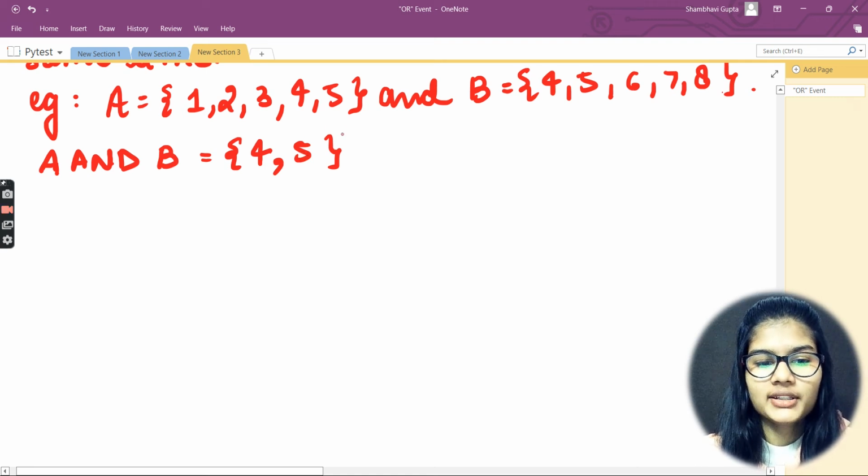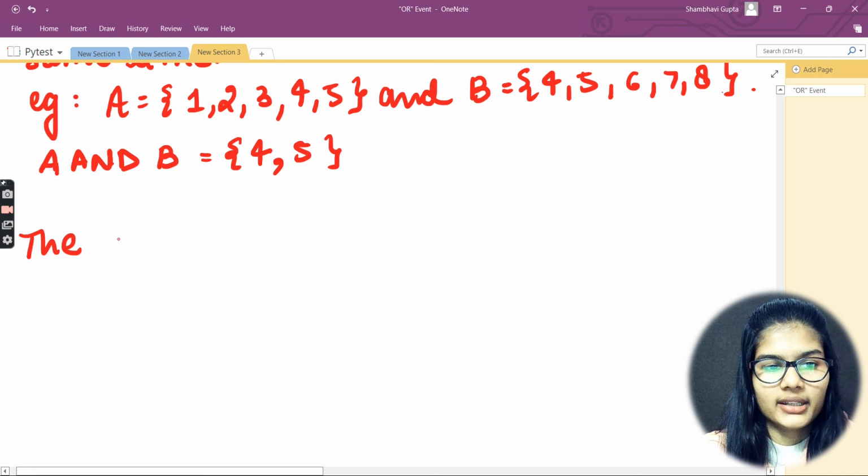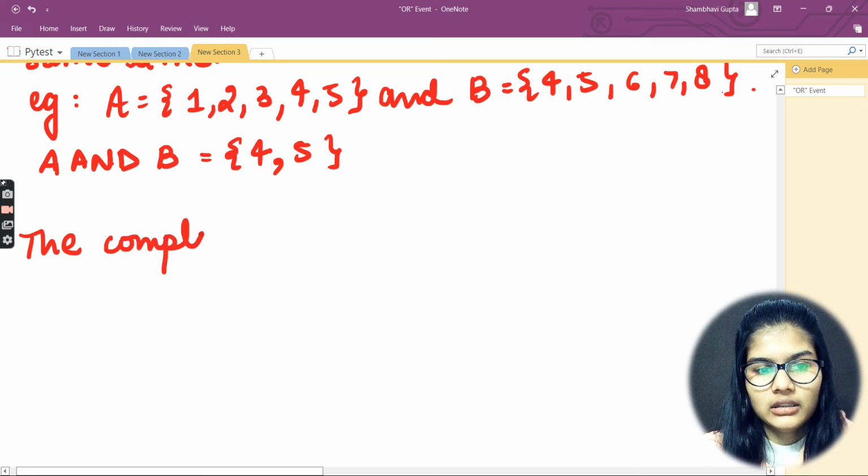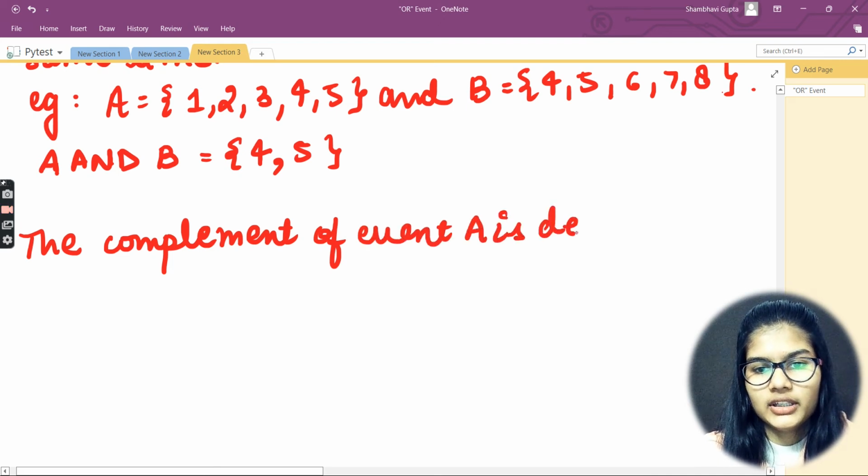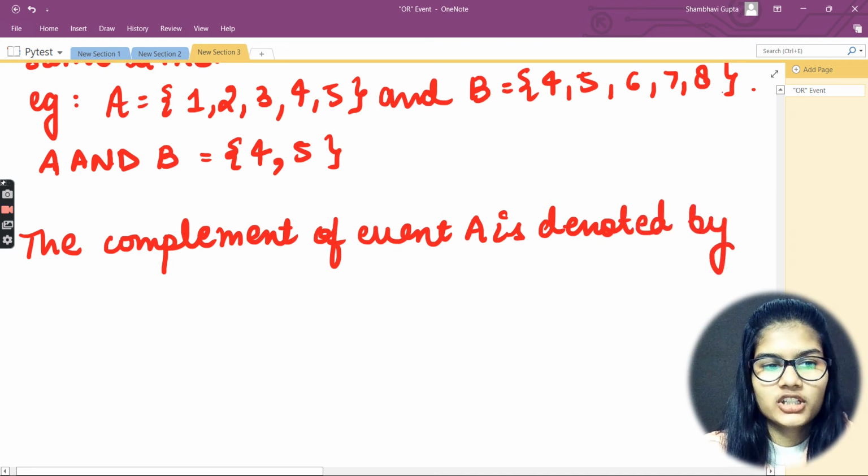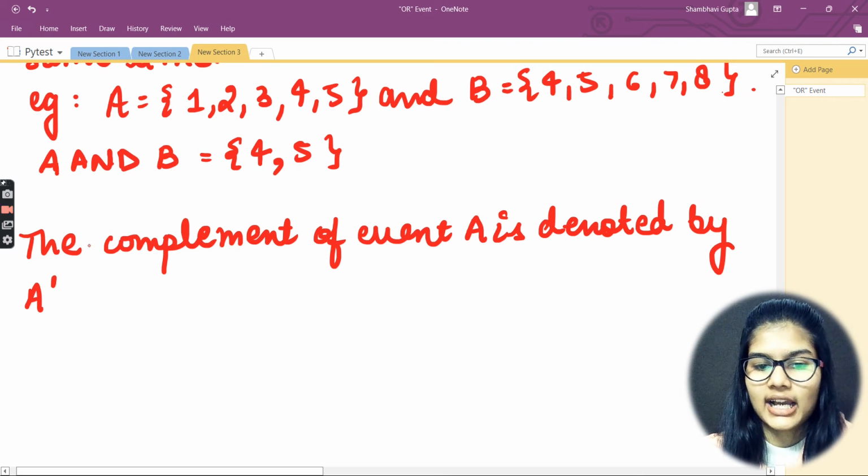Okay, now let's discuss the complement of event A. So the complement of event A is denoted by A dash. Okay, this is how you denote the complement of an event. So the complement of event A is denoted by A dash.